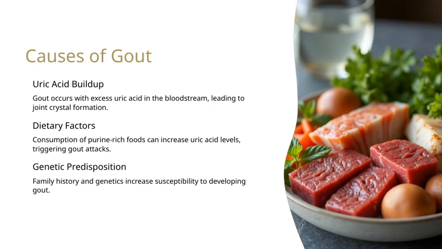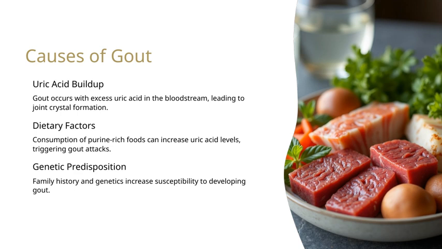Let's take a look at the main causes of gout. First, uric acid buildup is a primary factor. Gout occurs when there's too much uric acid in the bloodstream, which can lead to the formation of tiny crystals in the joints. These crystals cause the intense pain and inflammation we associate with gout.